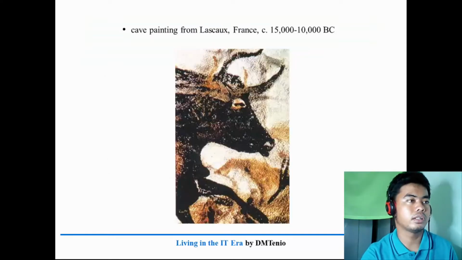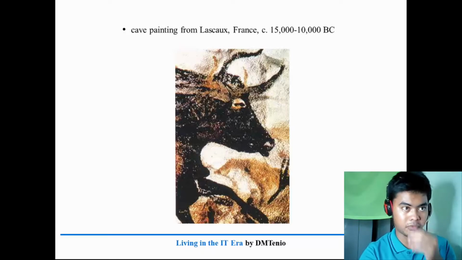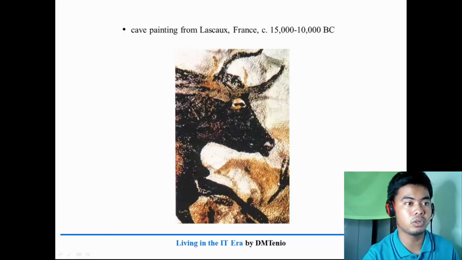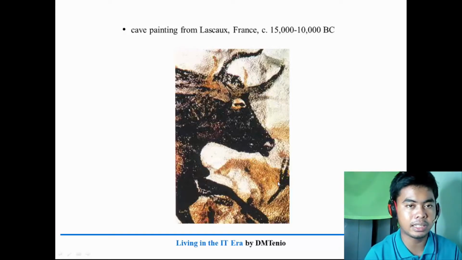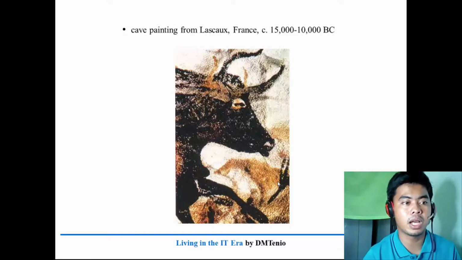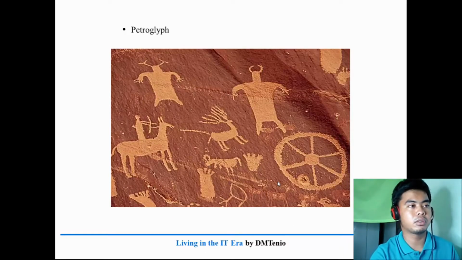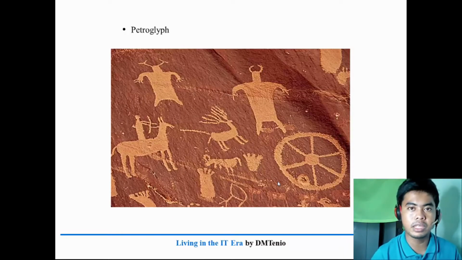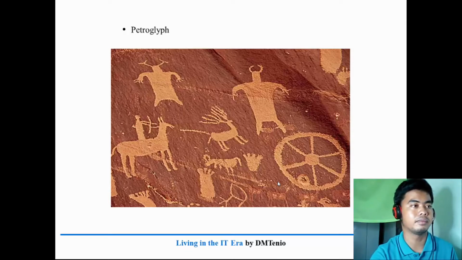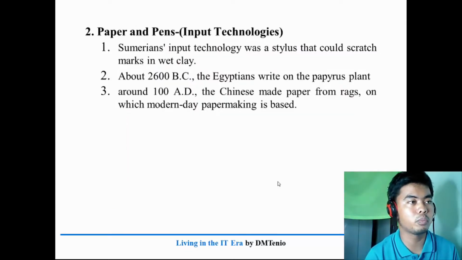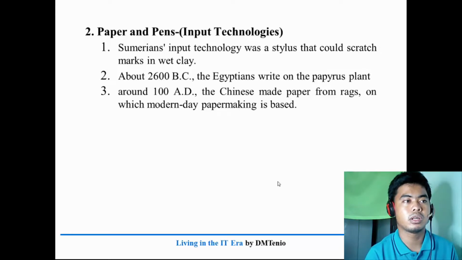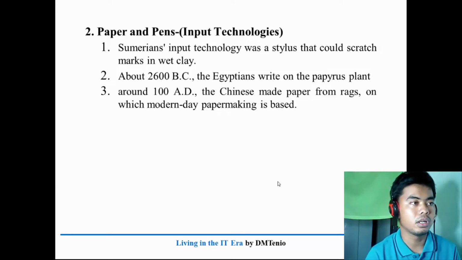Then this is an example of cave painting from Lascaux, France. So that's drawing as communication, no? This is what we usually see in caves, the paintings of the early people. Then petroglyph, which is carving on stone, or engraving, so their drawings are engraved on stone instead of just painted. Then we have number 2, paper and pen, and input technologies.